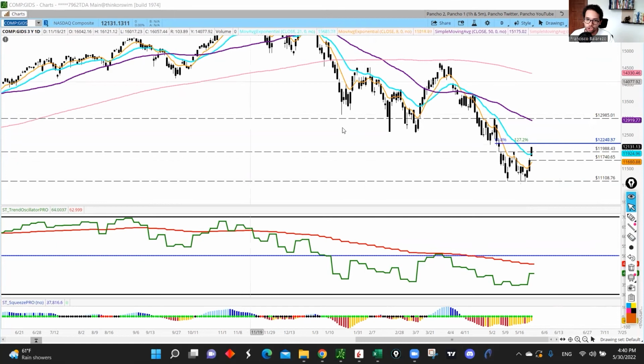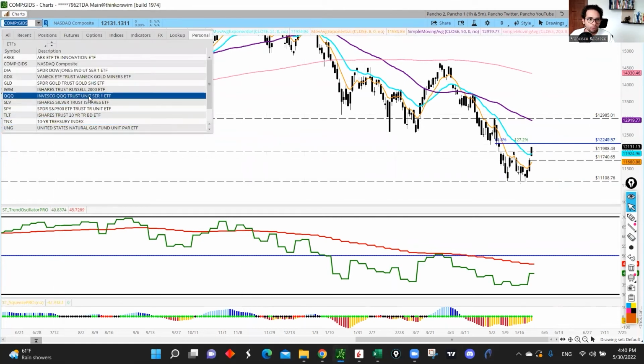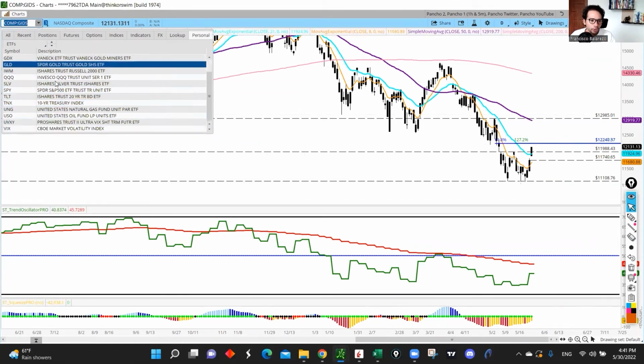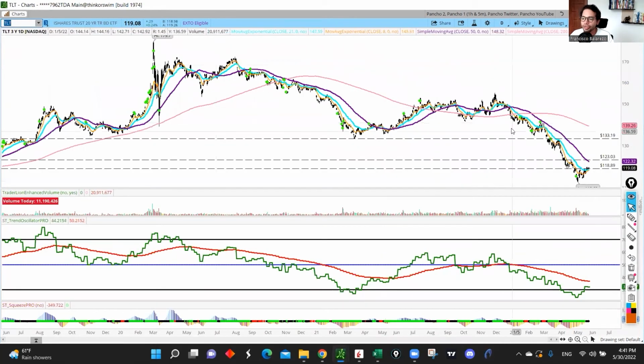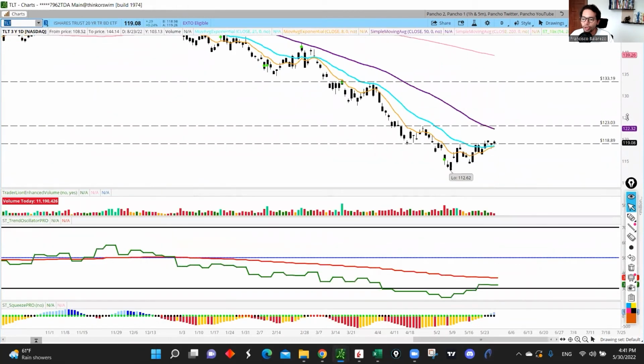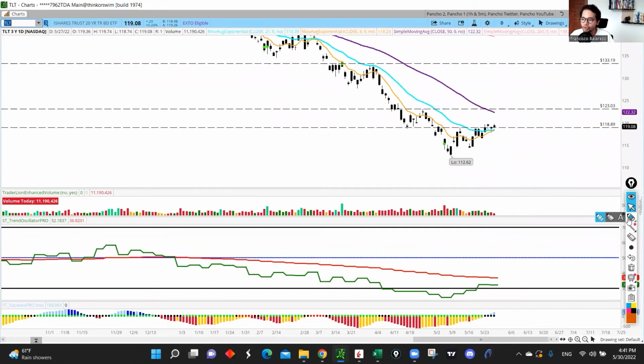Now, what I find super, super interesting, and I want to share with you guys, is actually the action that we're seeing in the TLT and the action that we're seeing in the TNX. I think this is something really important to mention, because we are actually seeing some reversal patterns in the TLT. Right, you can see that we have this line right here, this flat line. We already had this low of 112. We actually printed a higher low, and now we're trading above this pivot right here of 118.89, and we have a squeeze.